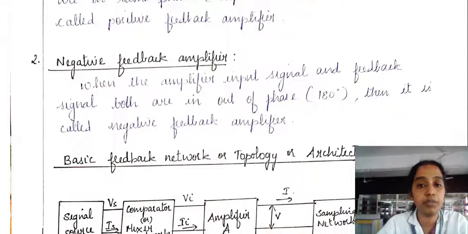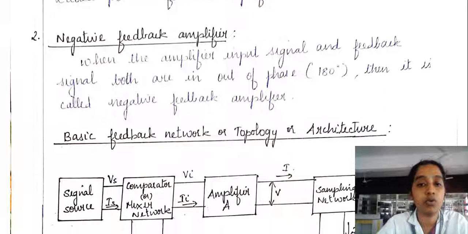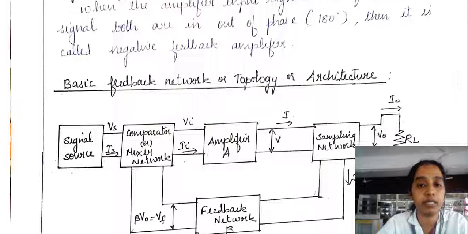What is negative feedback? When the amplifier input signal and the feedback signal are out of phase, that is, they are at a phase difference of 180 degree, then it is called negative feedback amplifier.